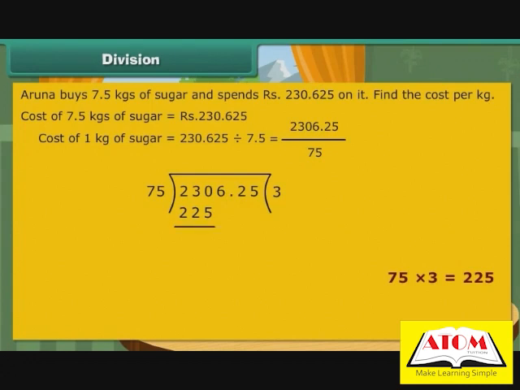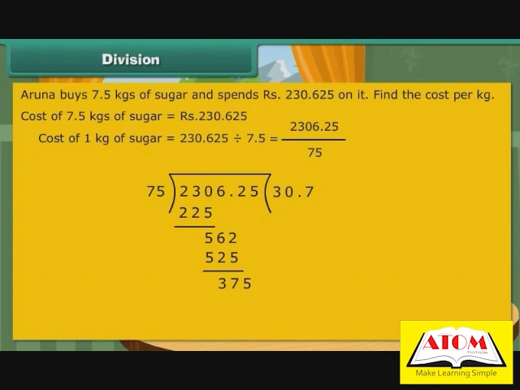Subtract and write the difference, 5 below. Bring 6 down. The new number formed is 56. 56 cannot hold 75, so write 0 to the right of 3. Bring 2 also down. Since 2 appears after the decimal point, place a decimal point to the right of 0. The new number 562 holds 7 times 75, that is 525. Subtract and write the difference, 37 below.